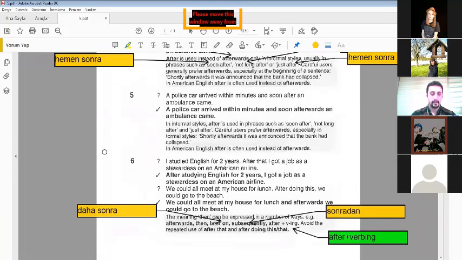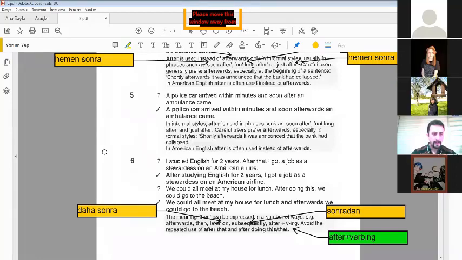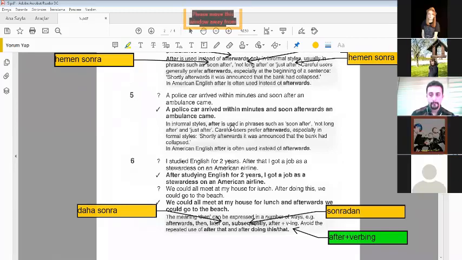Number 5, I'm checking the hands here. Number 5, I see here Pınar. I ask you to read this part. Yes, number 5, please. A police car arrived within minutes and soon after an ambulance came. A police car arrived within minutes and soon afterwards an ambulance came.